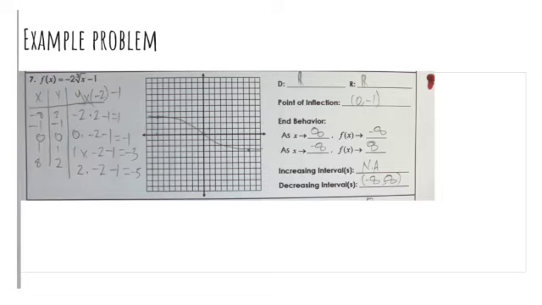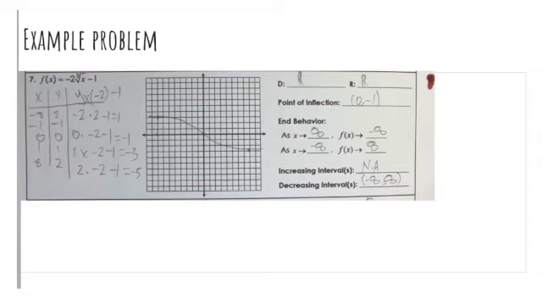You can tell from the table that the graph will be a cube root function, and the end behavior would be as x approaches infinity, f of x approaches negative infinity, and as x approaches negative infinity, f of x approaches infinity.